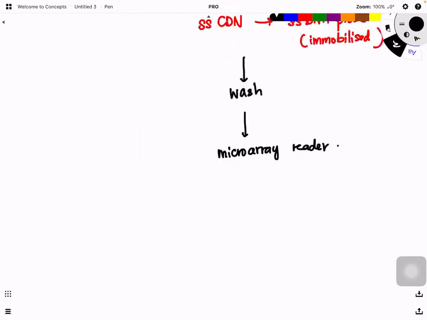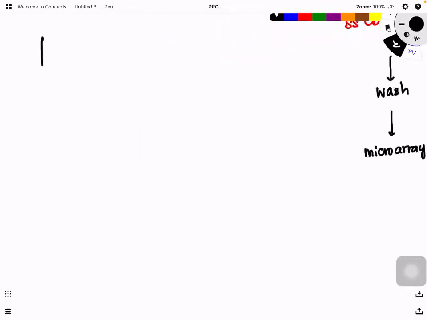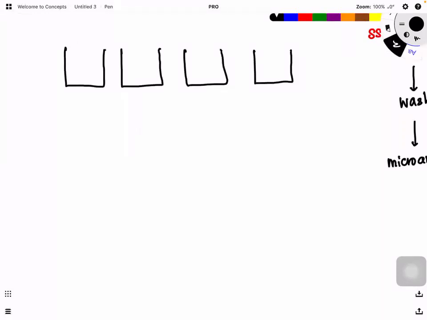What actually happens now? Say I have 4 wells: well number 1, well number 2, well number 3, well number 4. Each of them has different probes, the black color probes. Now, what will happen here is, we have the total cDNA, so you have the red one and you have the green one.